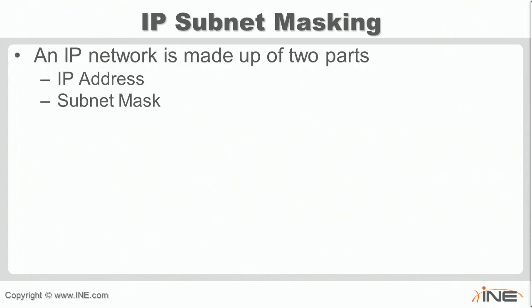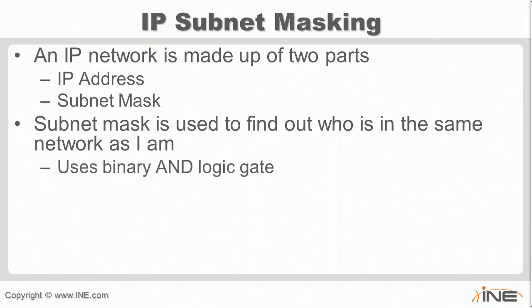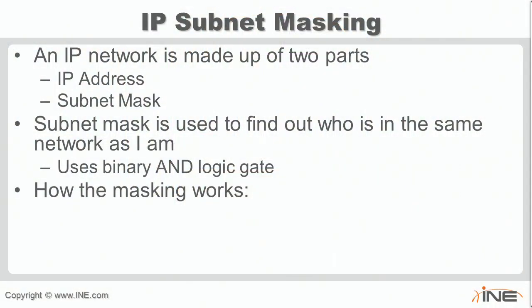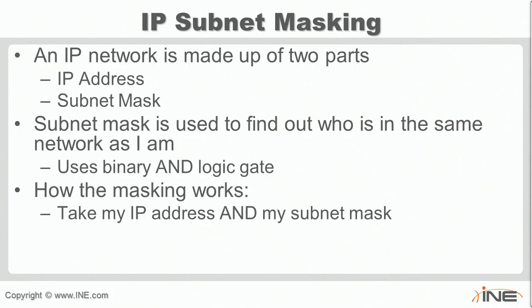Now, the way the hosts do this is with a binary process known as the AND logic gate. The AND logic gate says that I'm going to take my address and compare it to my subnet mask. Then I'm going to take their address and compare it to my subnet mask as well. Based on the result of that, I can figure out whether they are on my network or on somebody else's network. This is what's considered masking the address. So you take my local address and run a binary AND against the subnet mask.